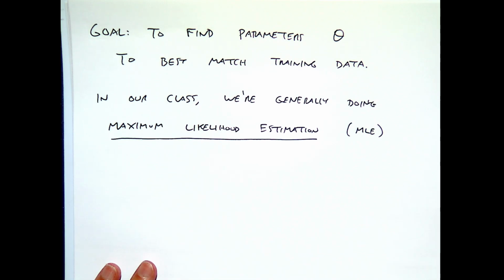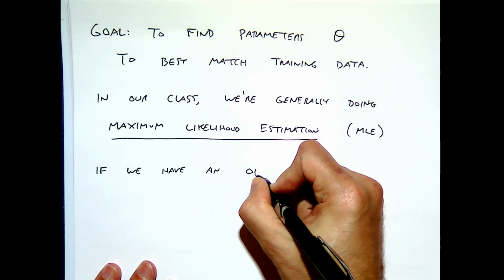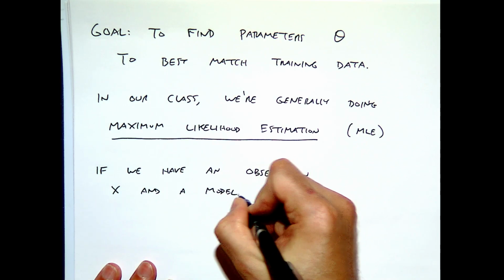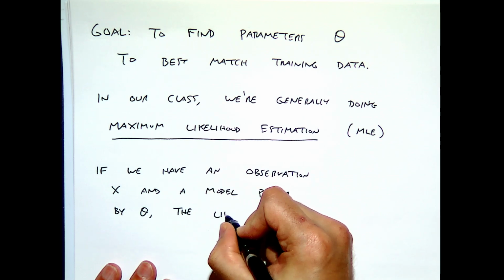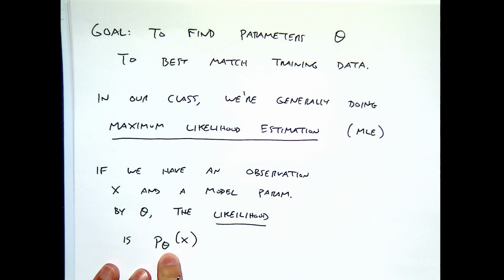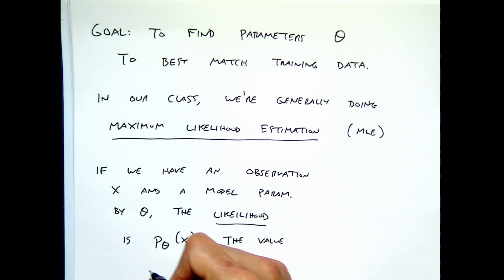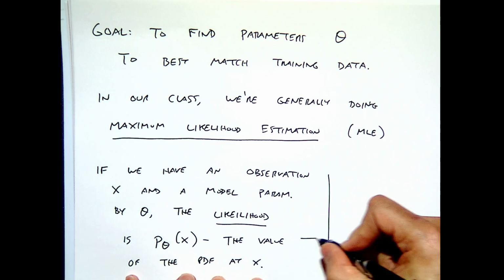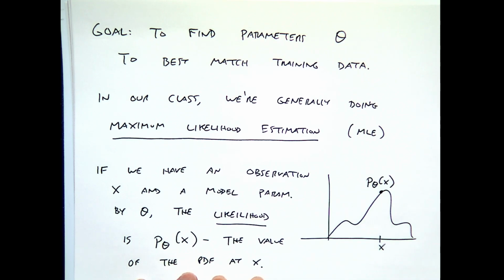So what does that mean? If we have an observation X and a model that's parameterized by theta, then the likelihood is just the PDF defined by the parameters theta evaluated at X, right? This is just the value of the PDF at X. So if here's my PDF, and I tell you X, this here is just going to be the likelihood at X.